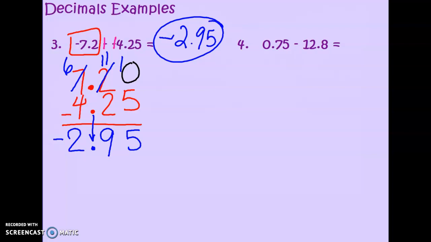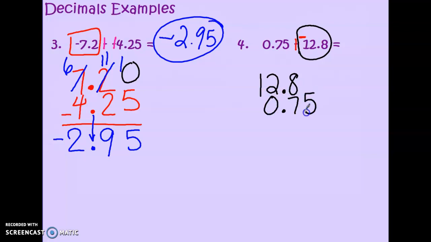0.75 minus 12.8. So first thing we're going to do again is change our problem. We have to change it to adding the opposite. The opposite of a positive is a negative. Now I determine which of these numbers is bigger. Okay, this number is bigger, so that's the number I'm writing first. 12.8. Okay, still lining my decimals up. Okay, I've got a 0 in my whole number, so I'm going to put a 0 here. And then I'm writing my 75 hundredths.